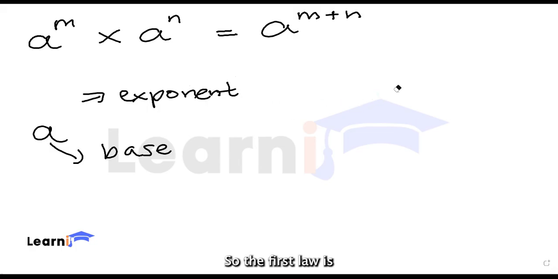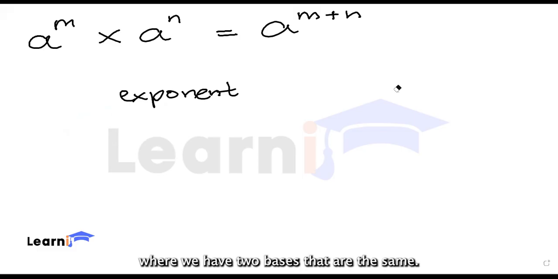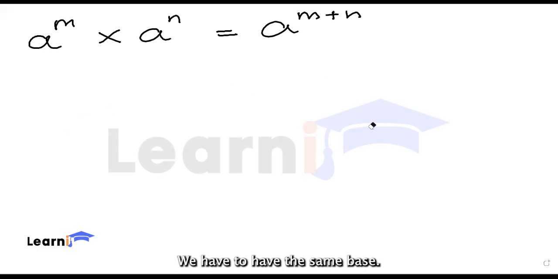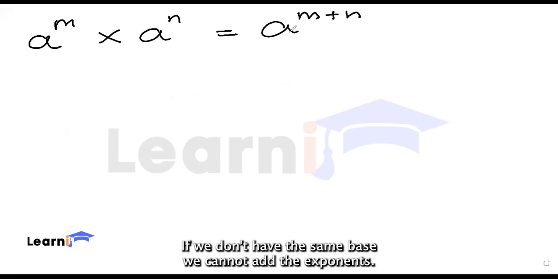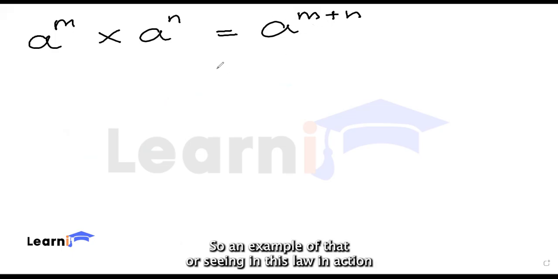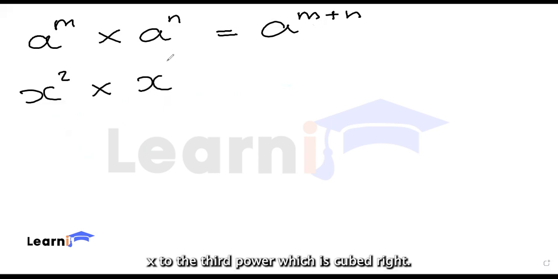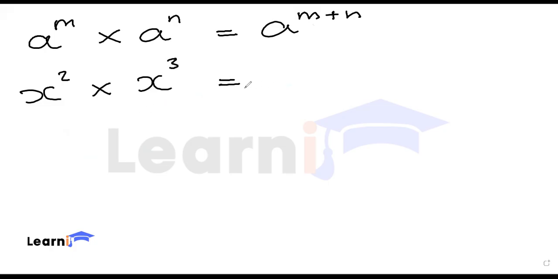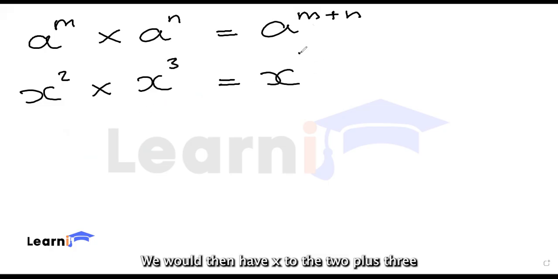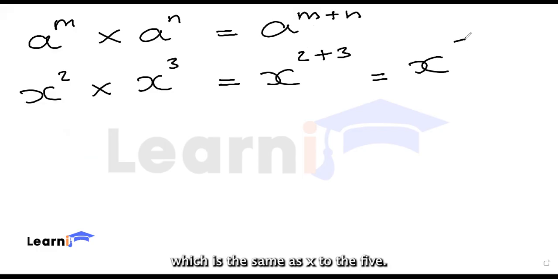So the first law is where we have two bases that are the same. We have to have the same base. If we don't have the same base, we cannot add the exponents. An example of this law in action is if we had x squared times x to the third power, which is cubed, we would then have x to the 2 plus 3, which is the same as x to the 5.